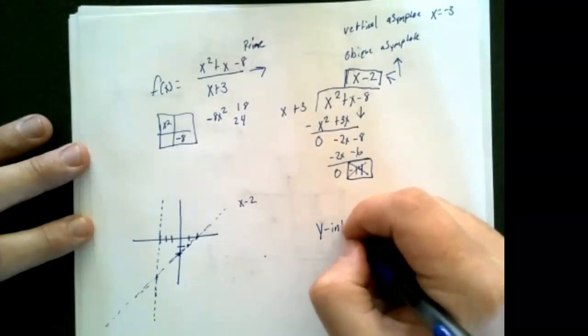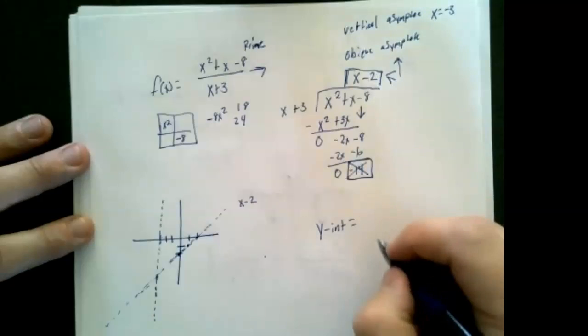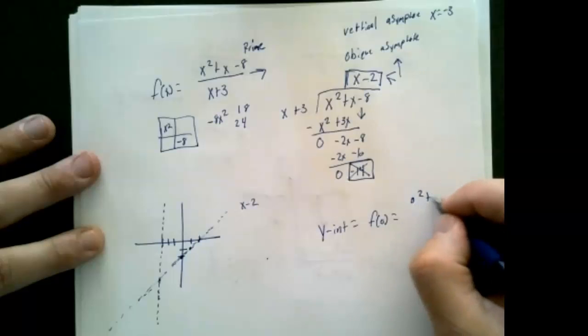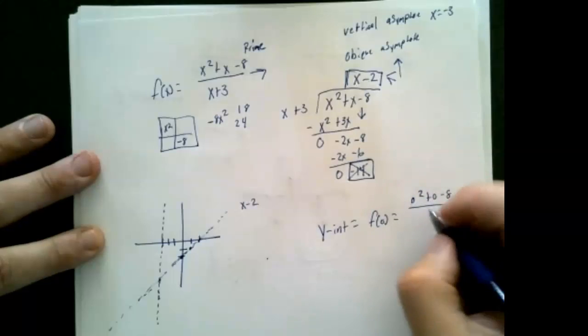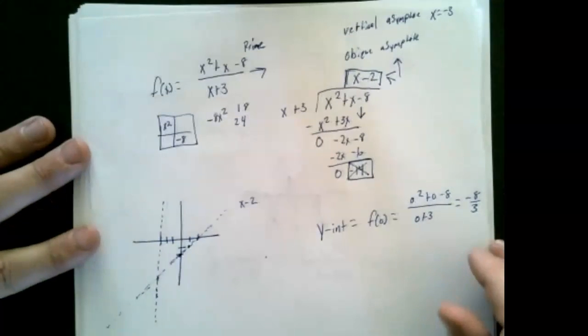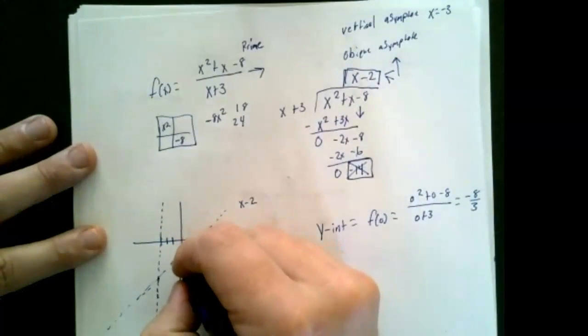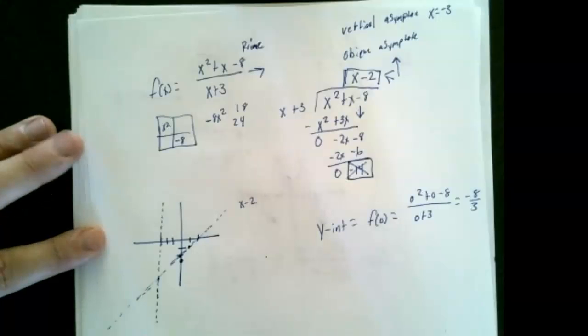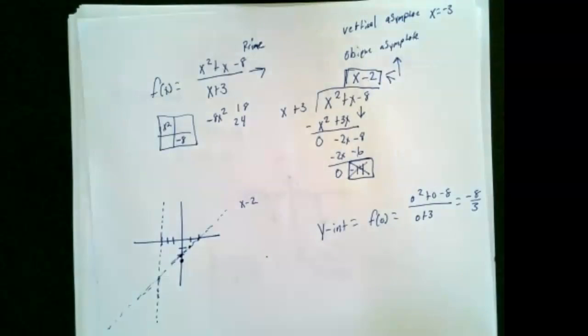So y-intercept. Once again, that comes from plugging 0 into our equation. So f of 0 is equal to 0 squared plus 0 minus 8 over 0 plus 3, which is equal to a negative 8/3, or negative 2 1/3. So that is right there, like so. Huh. Weird. Why would they give you a prime one? And then we would use that information to graph it.